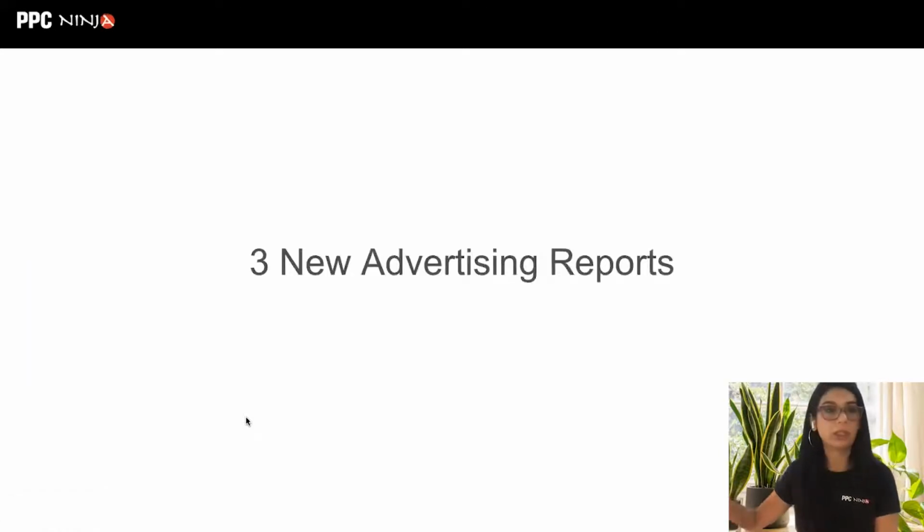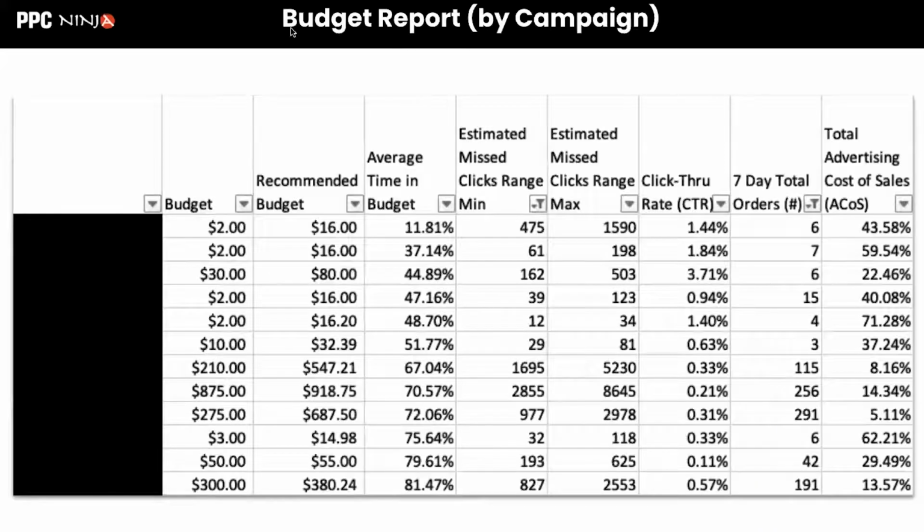So now let's get into the 3 new advertising reports that I mentioned earlier. The first one is the budget report, and it is very interesting. It gives you information by campaign. So for all of your campaigns here, it tells you all this detail. You have the budget that you have placed on each of these campaigns. Then it tells you a recommended budget, right? How much you should be budgeting for this campaign. Then it tells you what was your average time within budget.